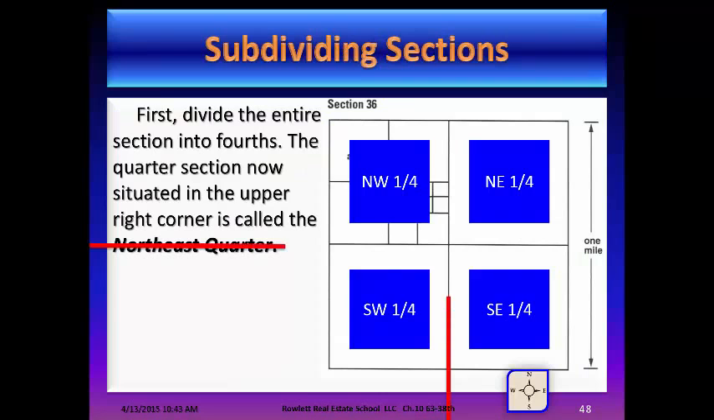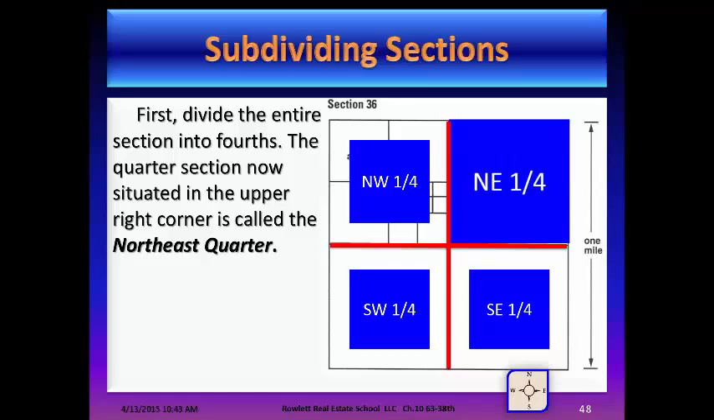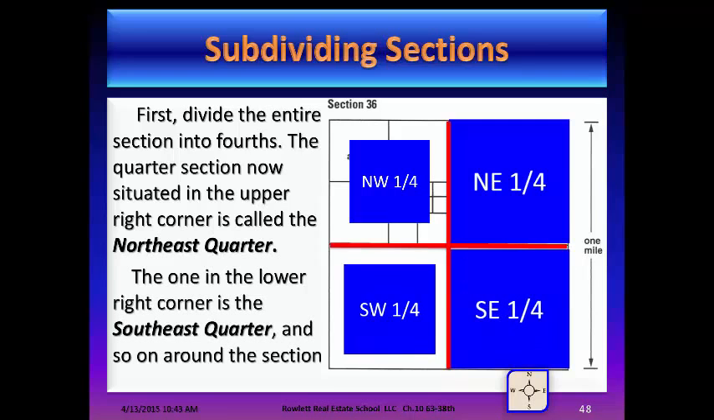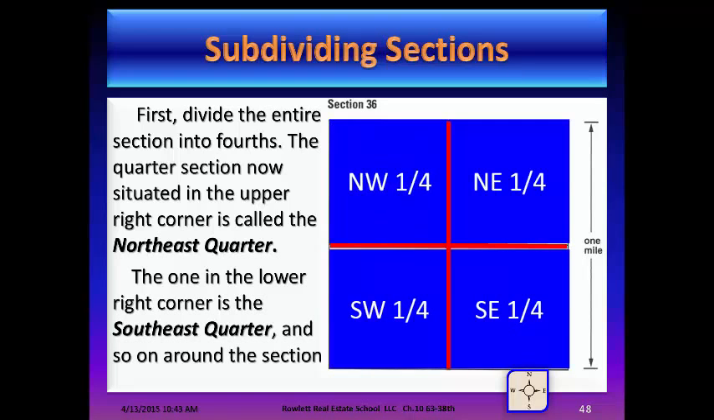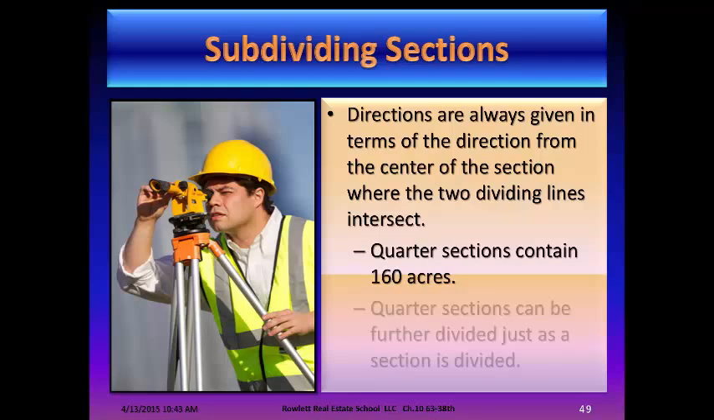Subdividing sections. First, divide the entire section into fourths. The quarter section now situated in the upper right corner is called the northeast quarter. The one in the lower right corner is the southeast quarter, and so on around the section. Directions are always given in terms of the direction from the center of the section where the two dividing lines intersect. Quarter sections contain 160 acres.